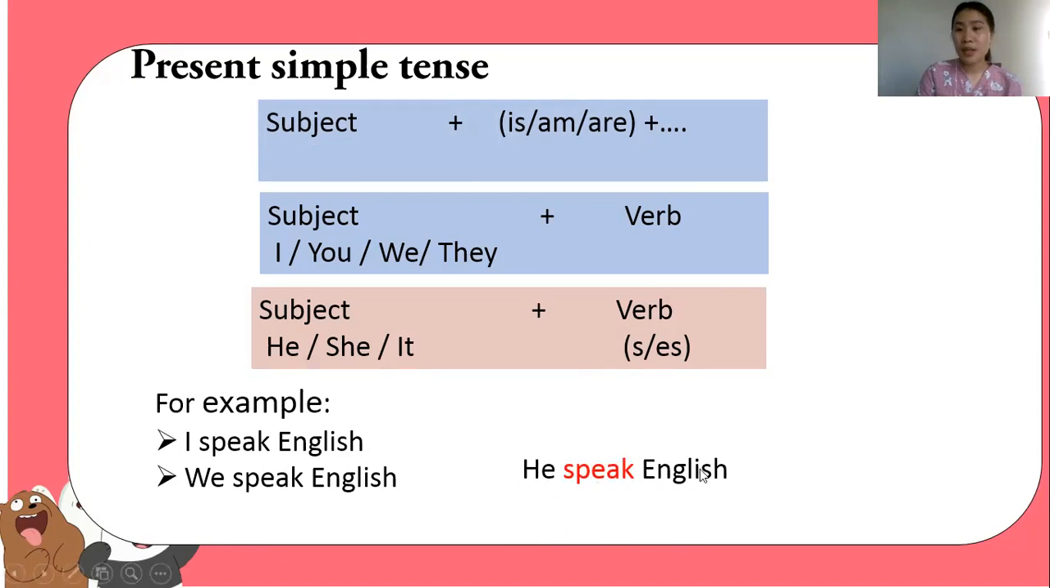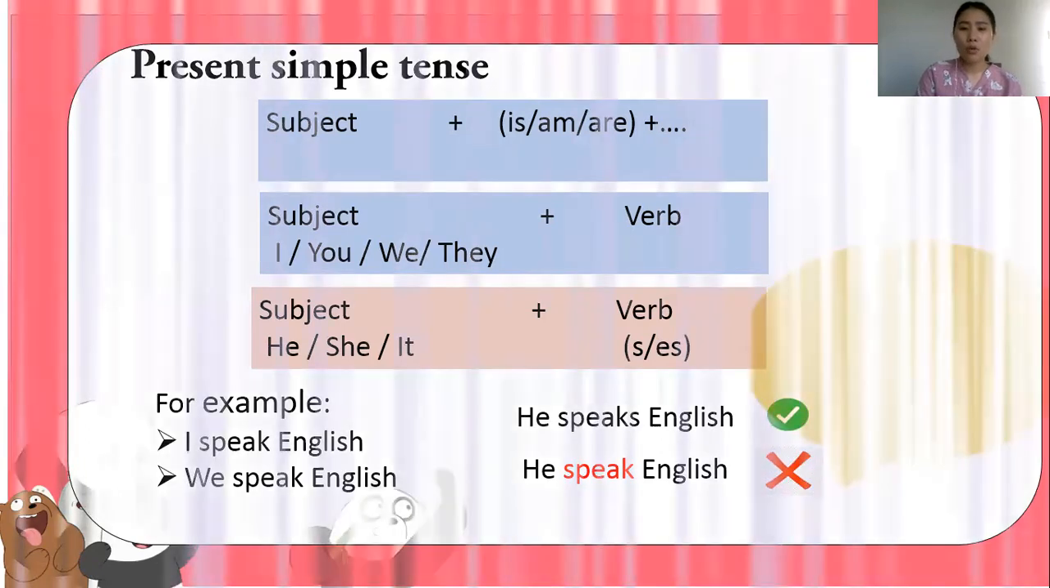Okay, he speaks English. You can see that the sentence marked in color right here is not correct, because as I said, when the subject is he, the verb has to have s or es at the end of the word. So this is the incorrect answer. The correct sentence is: he speaks English. Okay, did you get it?